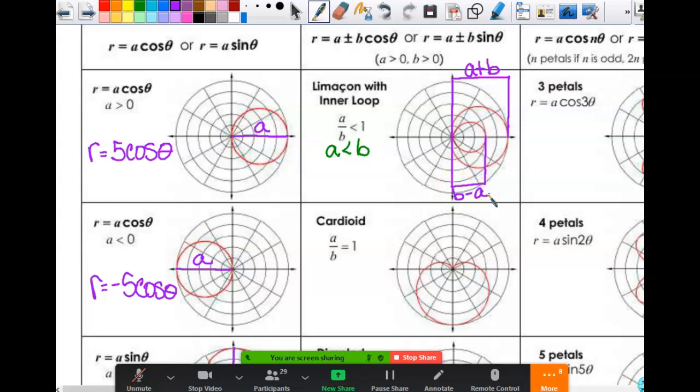So you add them to get the big one, you subtract them to get the small one. Don't stress out too much about whether it's B minus A or A minus B. Take the bigger one minus the smaller one, and that'll be B minus A if you have a limaçon with an inner loop. Okay. So we have to figure out what A and B are in order to write this. So the A plus B is 1, 2, 3, 4, 5, and B minus A is 1, 2, 3. So I need two numbers that are going to add to give me 5, but subtract to give me 3.